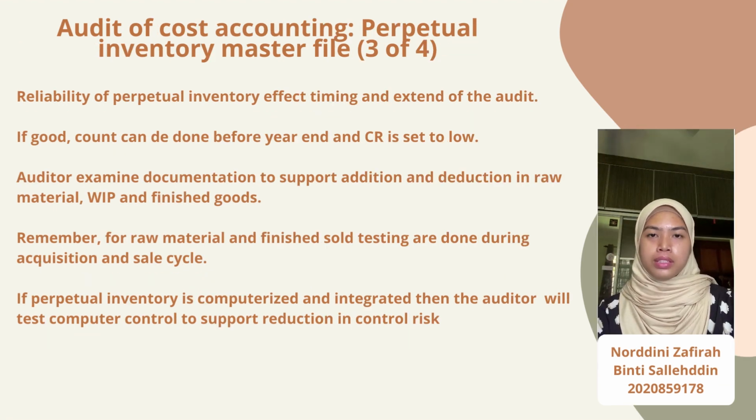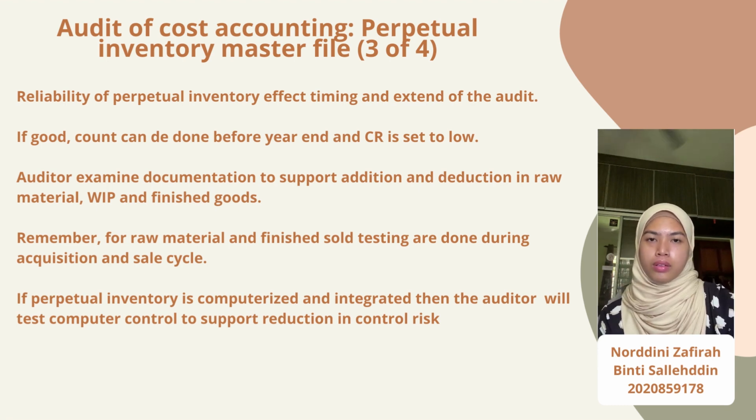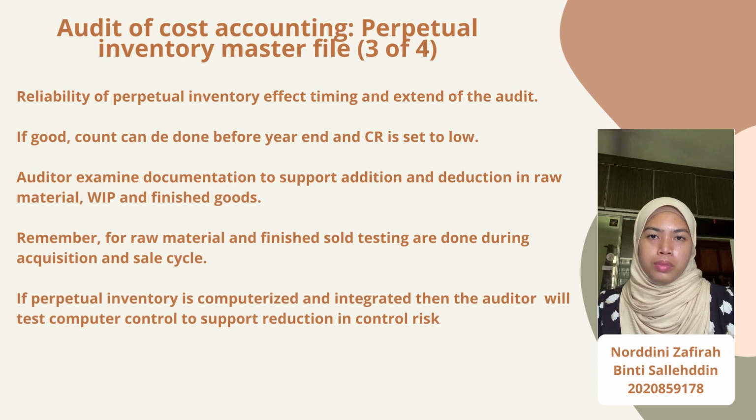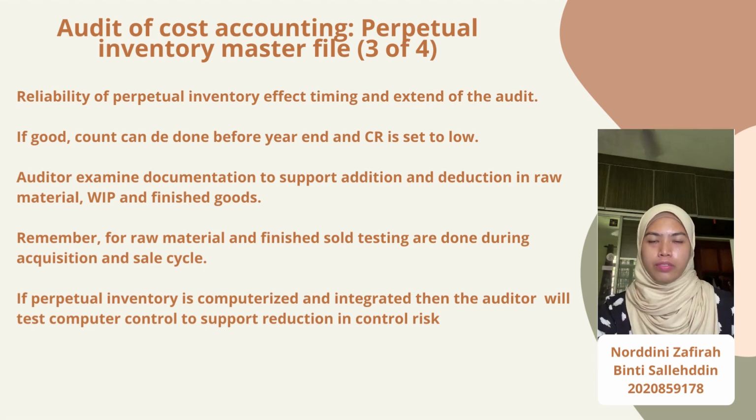For the perpetual inventory master file, its reliability affects the timing and extent of the audit. If it's reliable, count can be done before the end of the year and the control risk is set to low. Auditor then examines documentation to support the addition and the reduction of raw materials, work in process, and finished goods. One thing to remember is for raw materials and finished goods sold, testing are done during acquisition and sales cycle. If perpetual inventory is computerized and integrated, the auditor will test its computer control to reduce control risk.